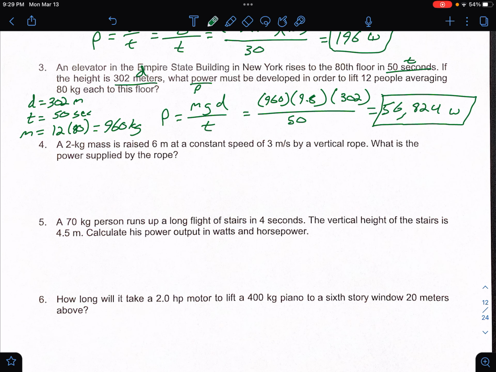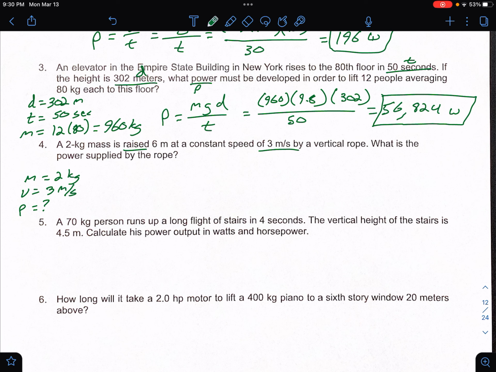A 2 kilogram mass is raised. So raised means gravity matters. Mass is 2 kilograms at a speed of 3 meters per second. So I'm just going to say velocity equals 3 meters per second. We'll see if we need to use it or not. By a vertical rope. What is the power supplied by the rope? So P would be my question mark.